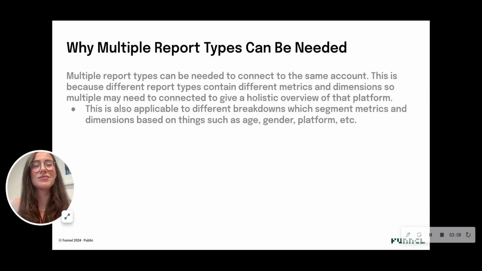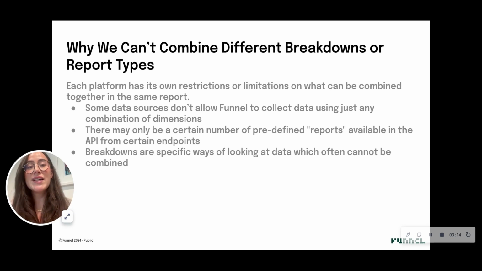But hang on a minute. Why can't we combine different breakdowns or report types in the same data source? Well, this is because each source, be it Google Ads or Facebook, has its own restrictions or limitations on what can be combined together in the same report. Some data sources don't allow Funnel to collect data using just any combination of dimensions. In addition, there may only be a certain number of predefined reports available in the API, or there may be limitations on how the dimensions may be combined.